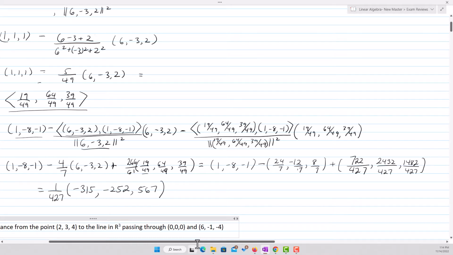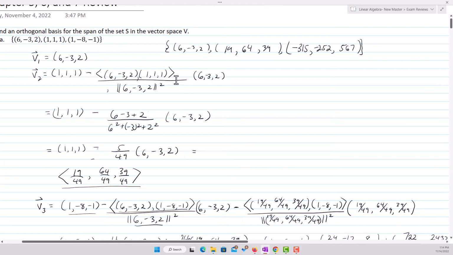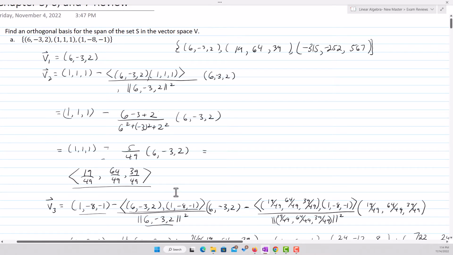So that's going to be my third vector. So what I'm going to do, I'm going to put them all together. And what I'm actually going to do, I'm going to pull off the scalar, because I don't actually need the scalar for the basis vector. I just need this direction. And then I'm also going to pull off the 49 scalar out of the second basis vector. So when I put them all together, my basis will be 6, negative 3, 2, 19, 64, 39, negative 315, negative 252, 567. Okay? And that is the orthogonal basis for our vector space V. Okay? And there you go.